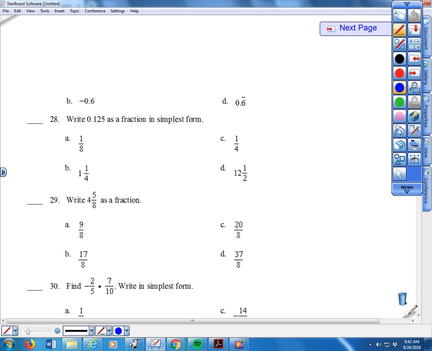And it's not repeating. It's just 0.6 and it ends.